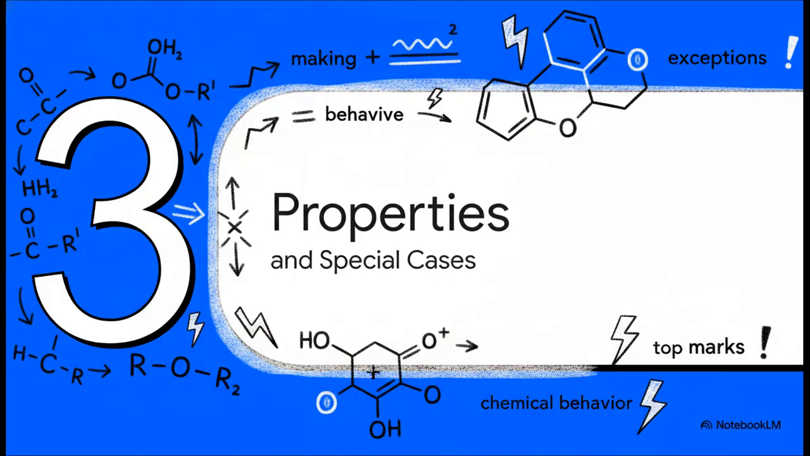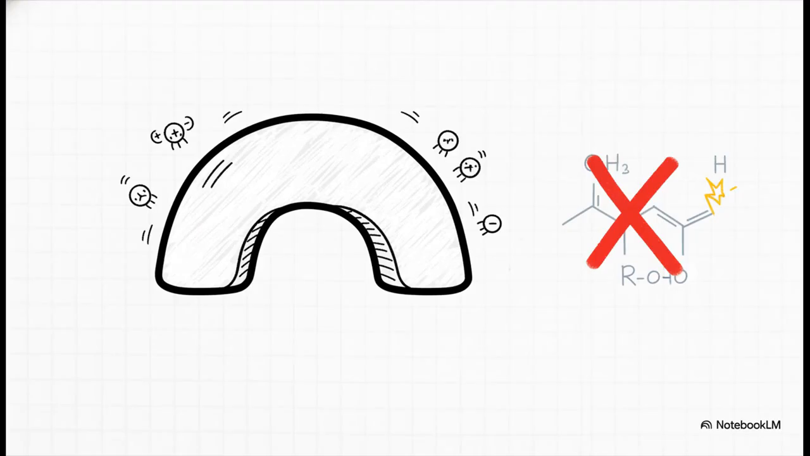So, we can identify them, we can name them, and we can make them. But how do they react? And are there any special cases you need to know about to really get those top marks? Let's find out. This brings us to their single most important chemical property.